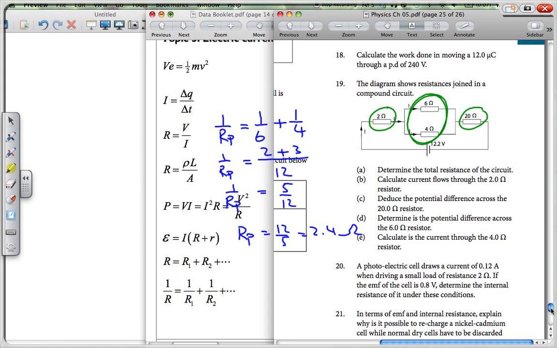So I could effectively replace that 6 and that 4 by an equivalent resistor there of 2.4 ohms, and that would give me the equivalent resistance. So my total resistance, R total, would just be the addition of these because they are now in series. So 2 plus 2.4 plus 20. So I'm going to get a total of 24.4 ohms.